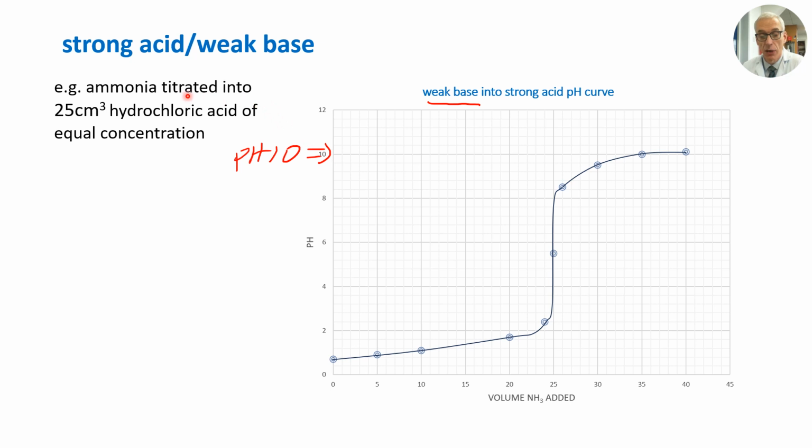So in this case, ammonia is titrated into 25 centimeters cubed of hydrochloric acid. So again, they're at equal concentration. So we would expect to see the vertical part of the pH change curve at around 25 centimeters cubed.